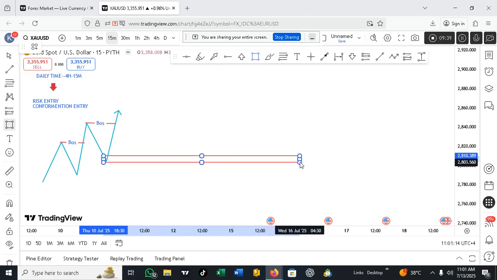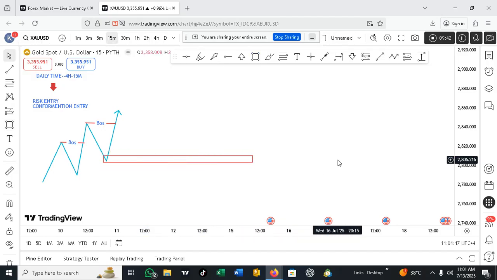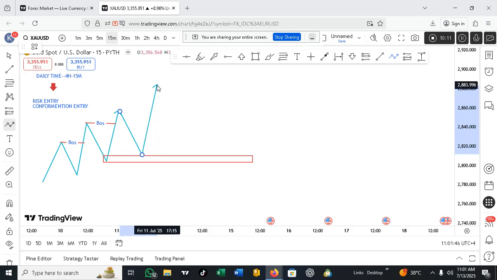I mark this one as my point of interest. Before marking this one as my point of interest, I first look, does this point of interest have liquidity? Does it have an order block? Does it have a fair value gap? Is there any reason that the market could come back and retest this point of interest and go up and continue in this direction since the market is bullish? Those things, I consider them most.